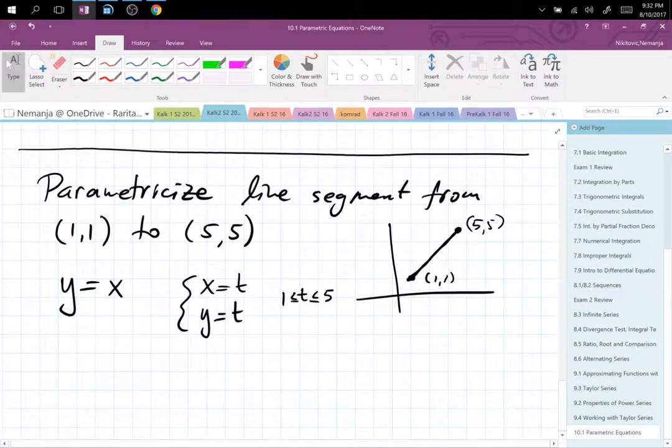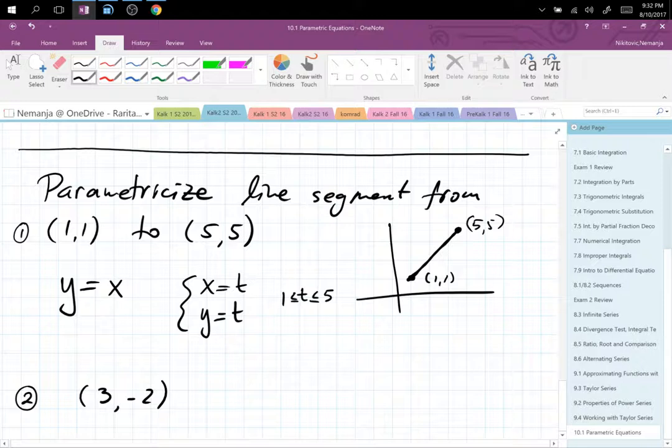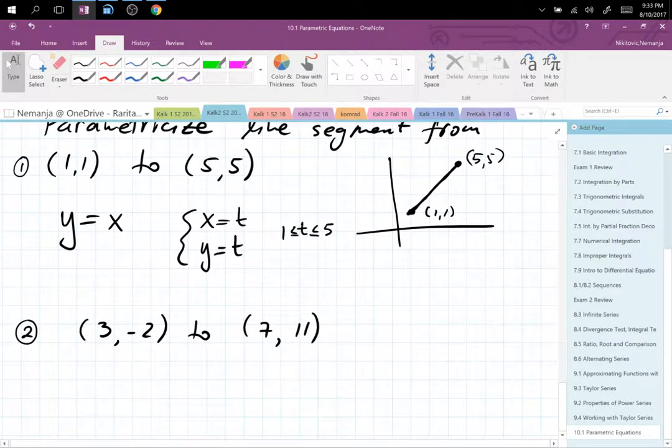A spicier example would be when you don't have the line to be this nice, right? So this is example 1. Example 2, let's say you have (3, -2) to (7, 11). I just had to do it. So you are going to do algebra first to find the equation of the line y equals mx plus b, and then you are going to parametrize that.